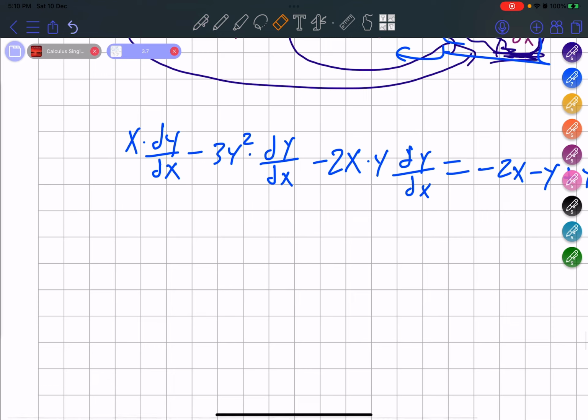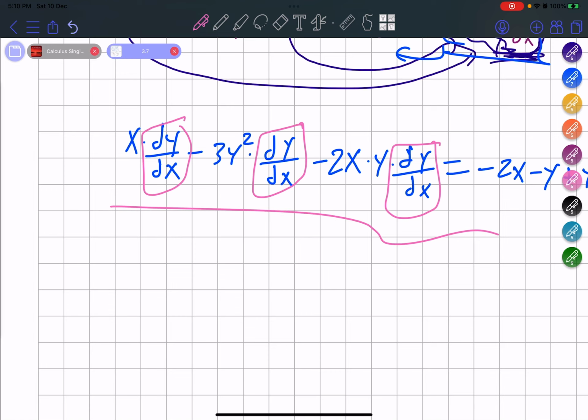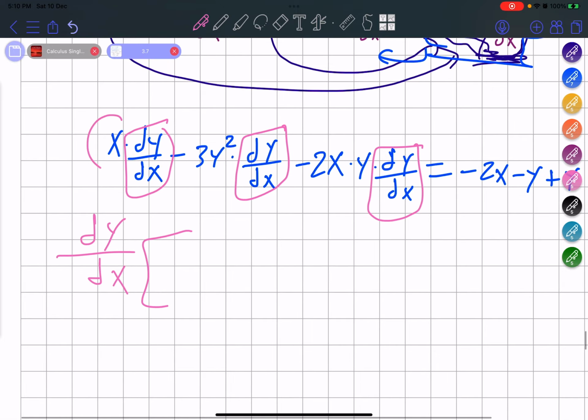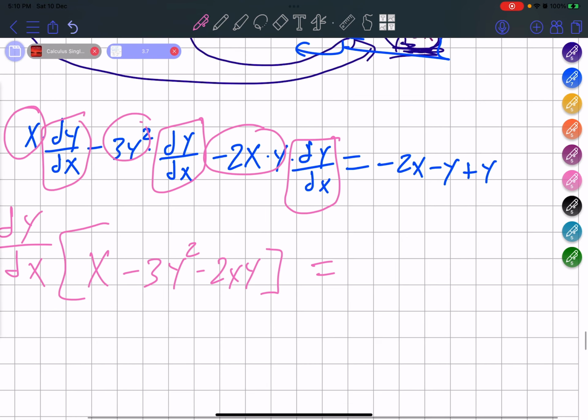As we can see here, we have dy over dx here, we have dy over dx here, we have dy over dx here. We don't need to have them 3 times. Let's just take them as common factor. We write here dy over dx, and then open a bracket, we will write the leftovers. So we have x, we have minus 3y squared, and we have minus 2xy, okay? Which will equal the same thing, negative 2x minus y plus y squared.